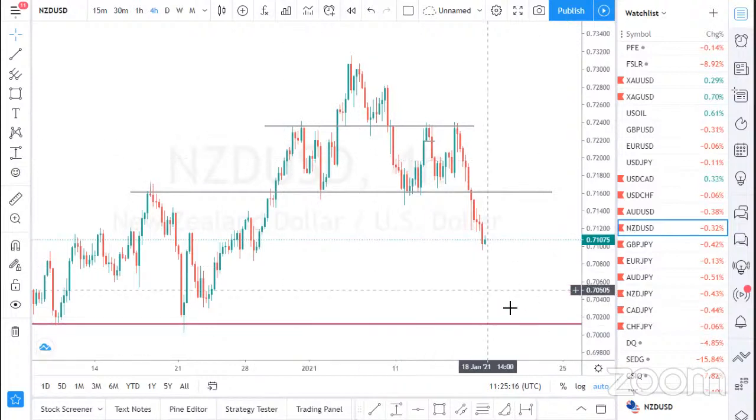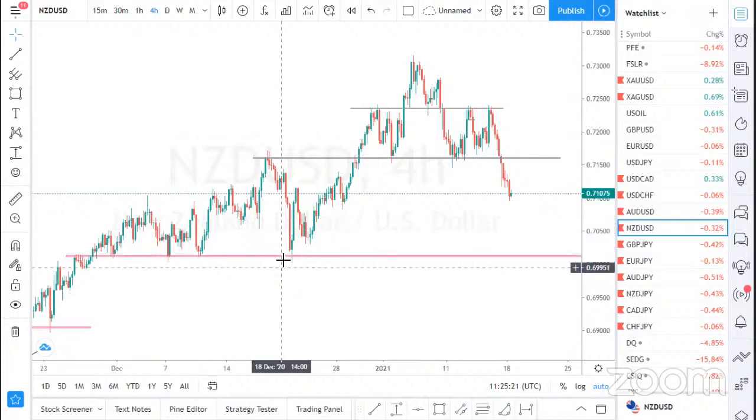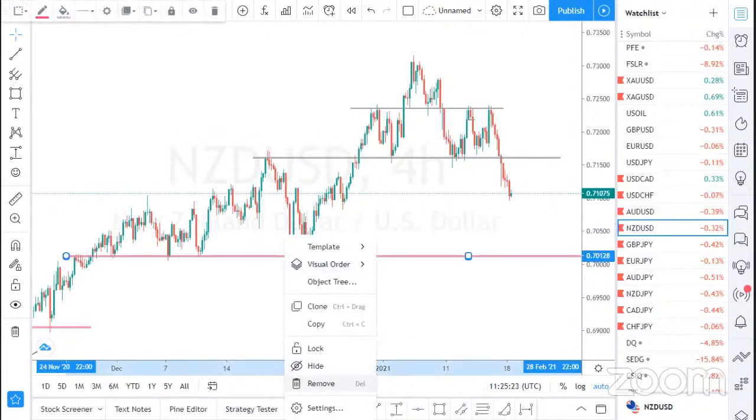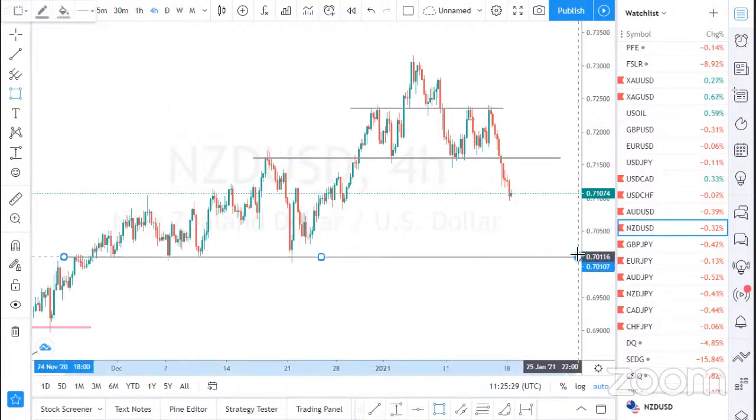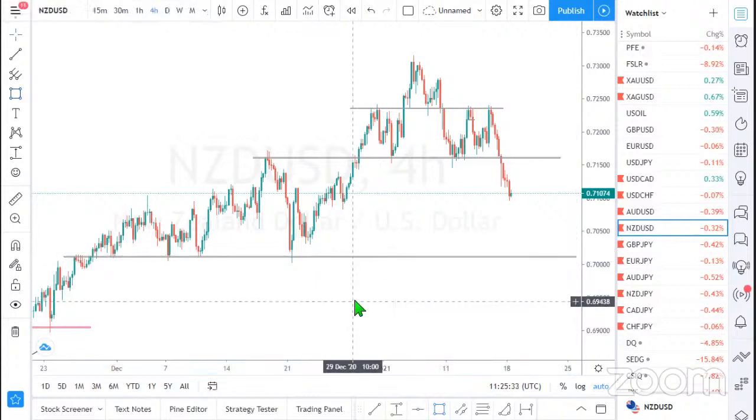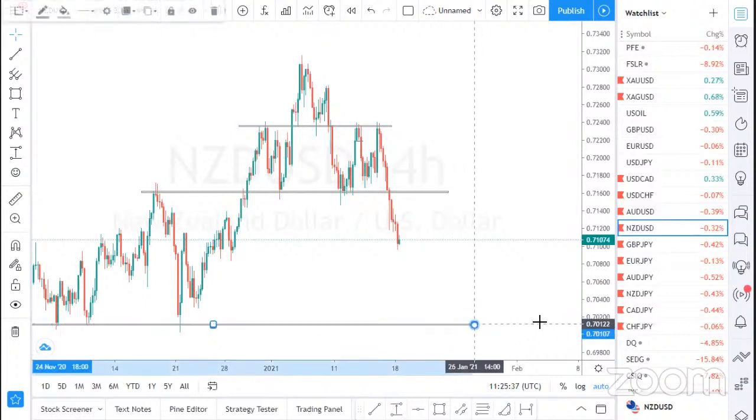The next level you have to be very, very conscious and careful about is this level which acts right here. So be very careful with this level structure. There's a price level which acts at 0.70097.